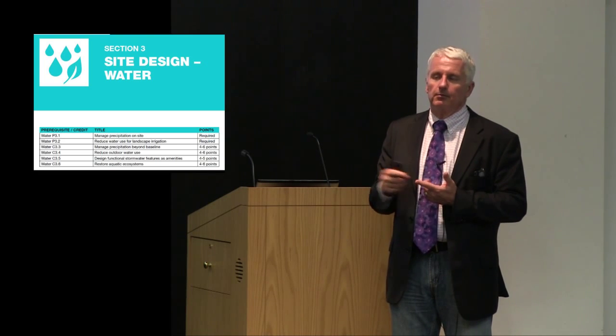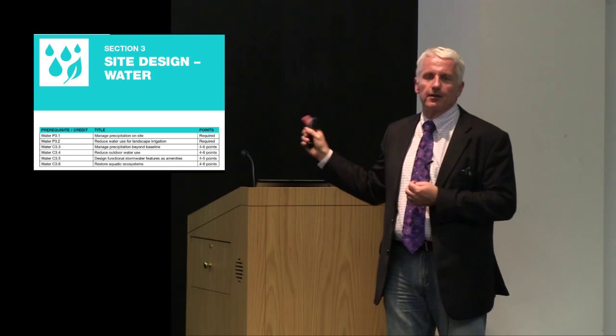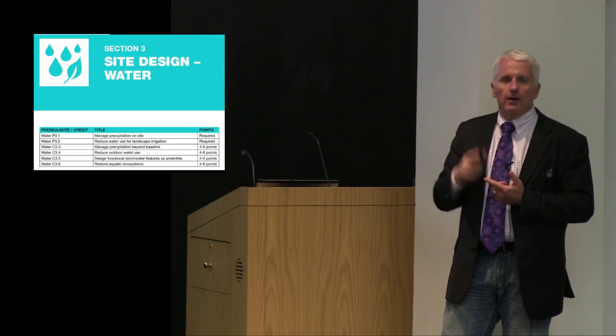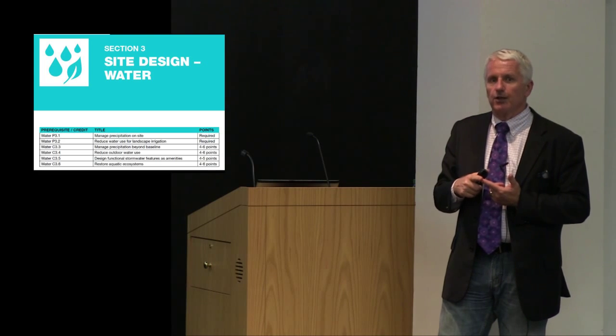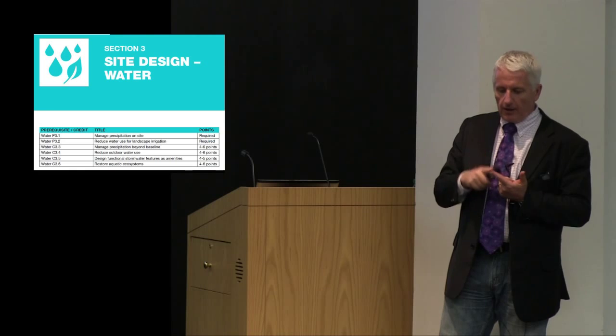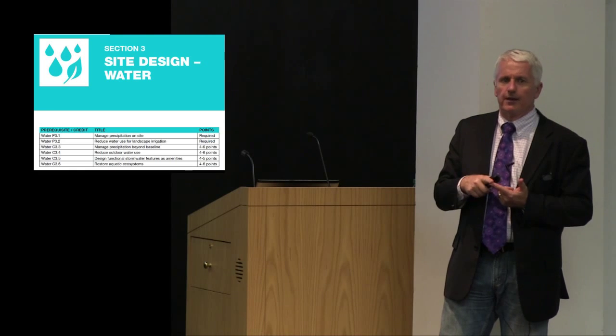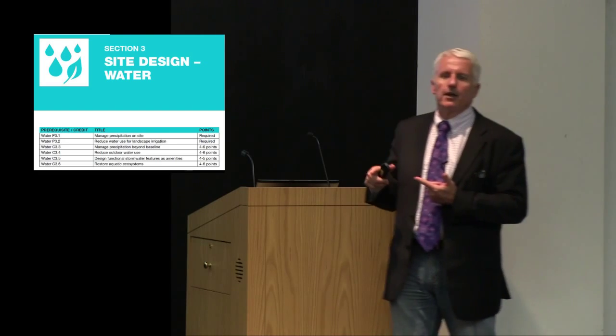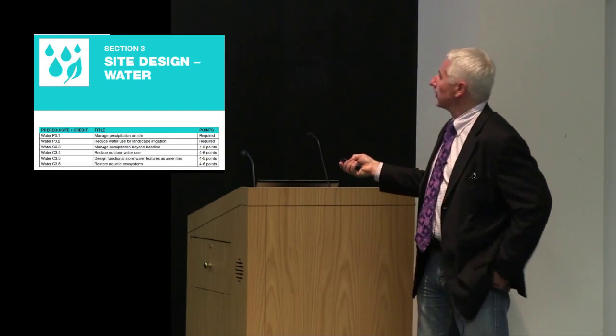And actually, I can't remember off the top of my head. I've got the reference guide, but it's a percentage of, let's say, a 2-year storm in wherever you are. By retaining, I think it's 40, 60, or 80% of that storm event on site gets you those different point thresholds.